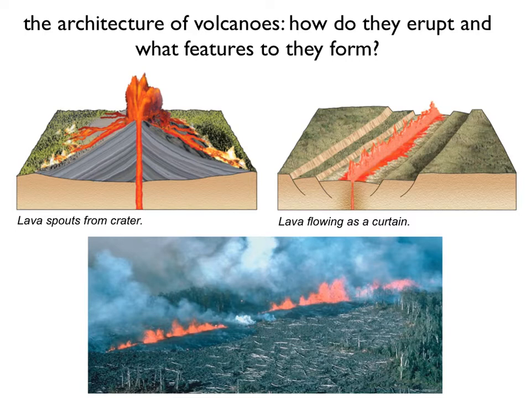So you can see here that volcanoes can take many different forms. They can be the kind of stereotypical upside down cone shape like you're seeing on the left with lava spouting from a central crater, or they can take this fissure style like you're seeing on the right, where lava is flowing out almost like a curtain along a long axial ridge, and that's what the photograph underneath shows.